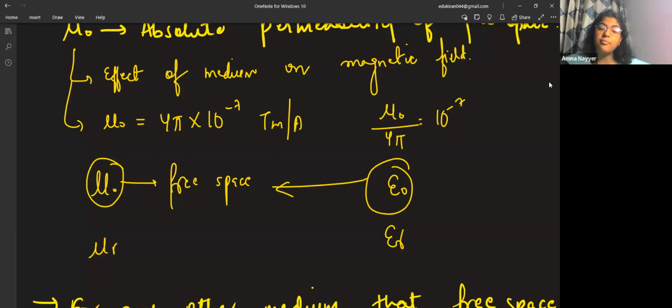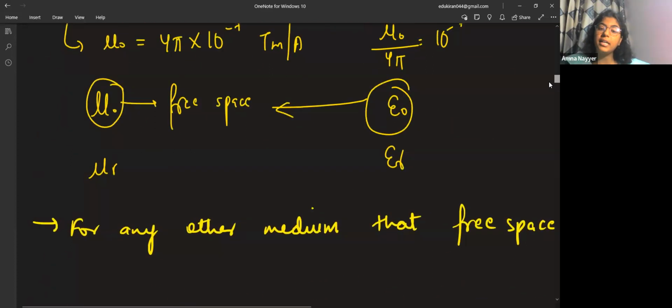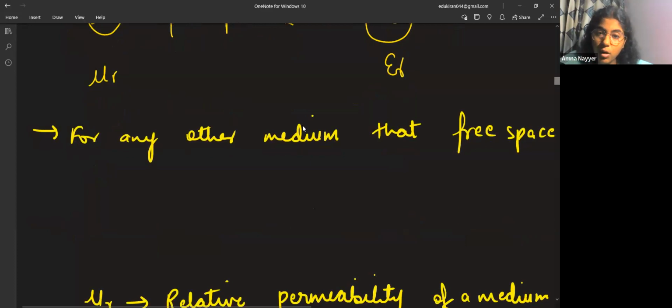Suppose you have permeability, a different medium is present. Now how will your Biot-Savart's law change? Just the way you have been doing, we multiply epsilon r to epsilon naught to get a new value for your medium.